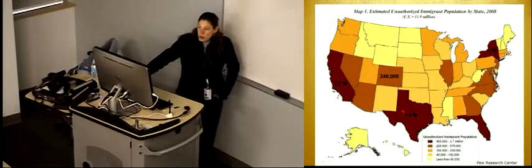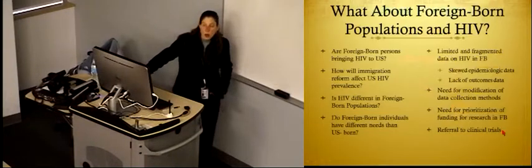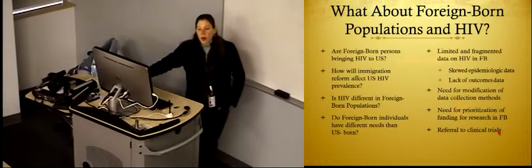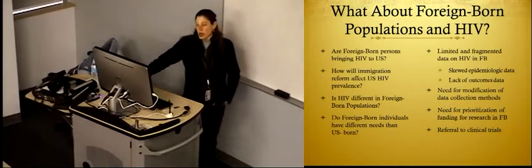This just shows estimates of unauthorized immigrants here in the United States. This is from back in 2008. I'm sorry this is so old, but notably in Colorado, there was estimated at that time to be about 240,000. The big states with undocumented immigrants are, of course, Texas, California, Florida, New York. Not a big surprise. So what about foreign-born populations with HIV?